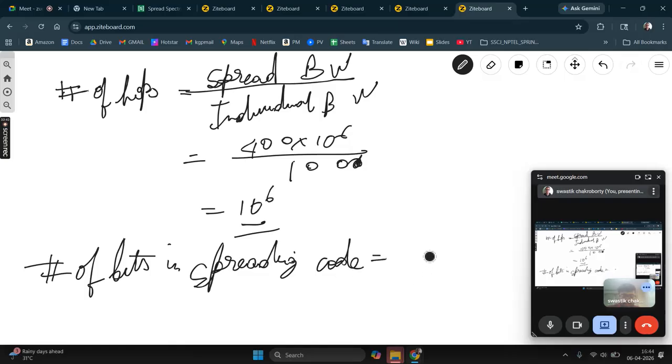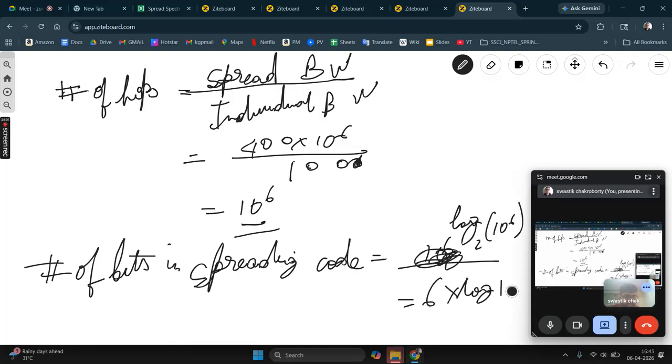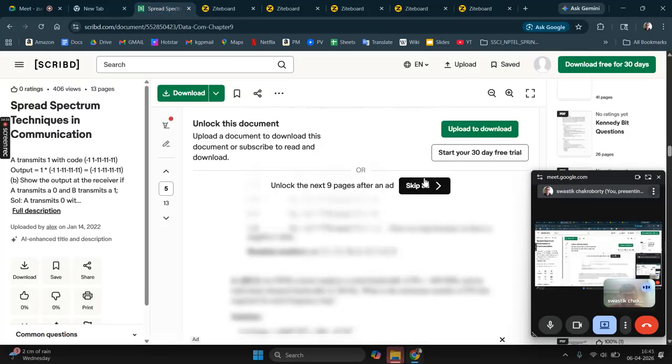is equal to log base 2 of 10 to the power 6. So it is 6 into log 10 base 2. So log 10 base 2 is 3.32. So 6 into 3.32 is 19.93, which means 20 bits. So 20 bits will be needed in the spreading code. With 20 bits, you can generate 1 million possible hops.